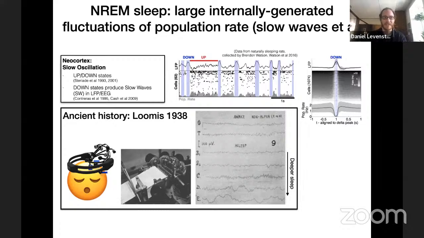Let's fast forward now 80 years. Now we know that these large deflections in the EEG correspond to synchronized alternations in neural populations in the cortex between up and down states, right? I'm showing here about 6 seconds of data recorded by Brendan Watson from the frontal cortex of naturally sleeping rats.